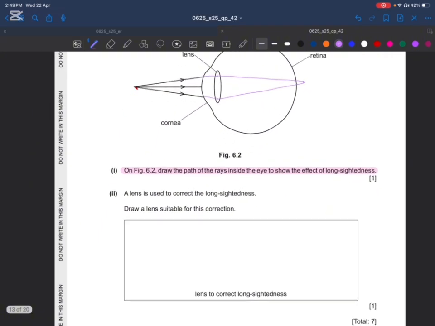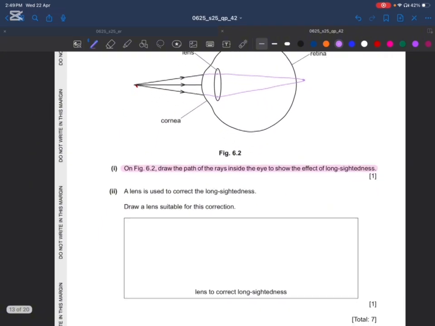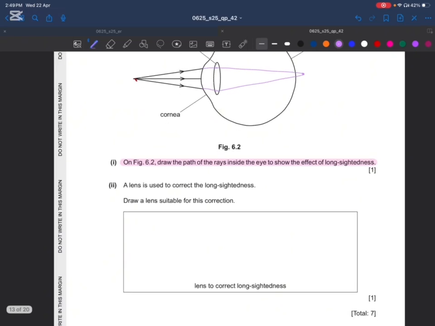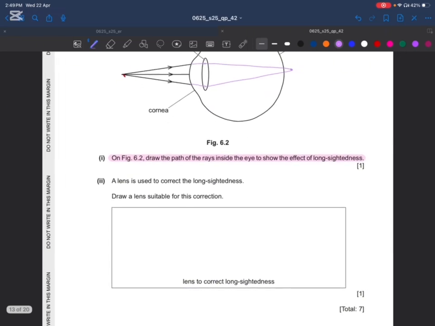A lens is used to correct the long-sightedness. Draw a lens suitable for this correction. Over here, what you have to do on figure 6.2 is draw the path of the rays inside the eye to show the effect of the long-sightedness. So what is the effect of the long-sightedness? That the image is not at the retina, but it is beyond the retina.